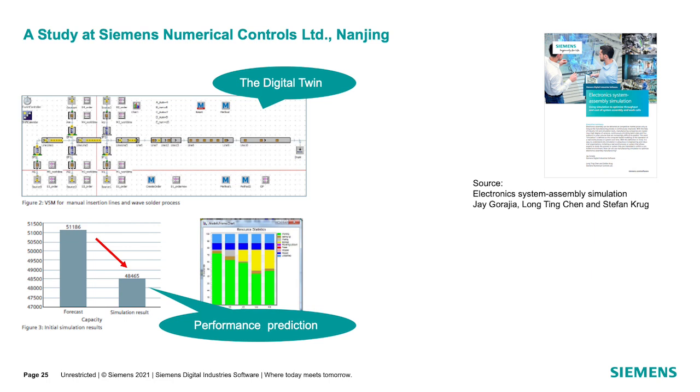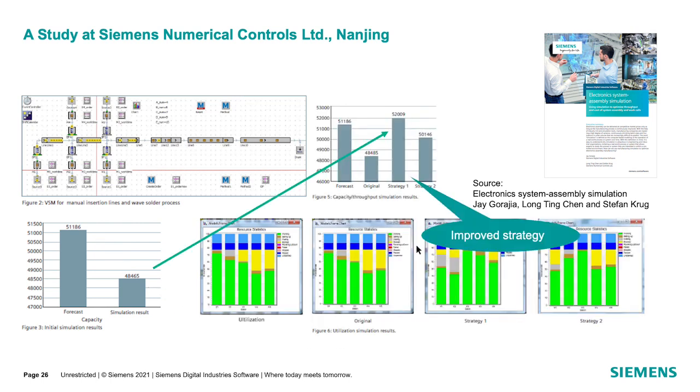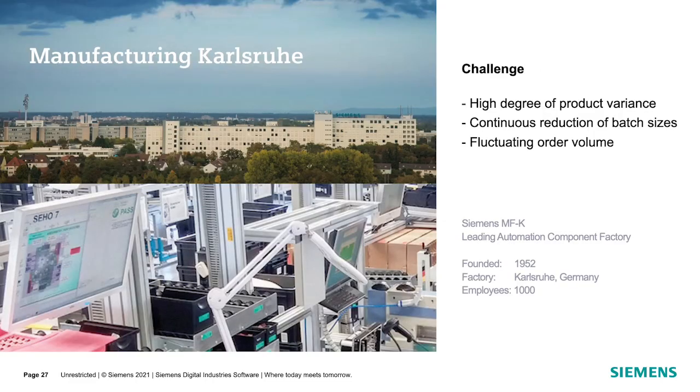Using the digital twin, the capacity study predicted that the delivery will be much lower than forecast. Using the same digital twin, an improved strategy was identified, surpassing the forecast by increasing capacity. We will conclude the utilization and performance segment with a case study from Siemens Manufacturing in Karlsruhe.